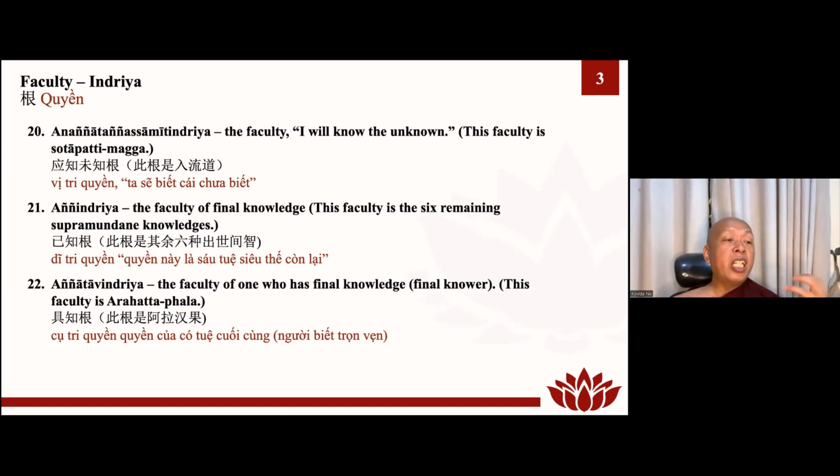Then Anyandriya, 21, right? Anyandriya, the faculty of final knowledge. Right? So that means the faculty of the six remaining supramundane knowledges. Then also Anyata Vindriya, the faculty of one who has final knowledge, the final knower. The faculty is Anataphala.